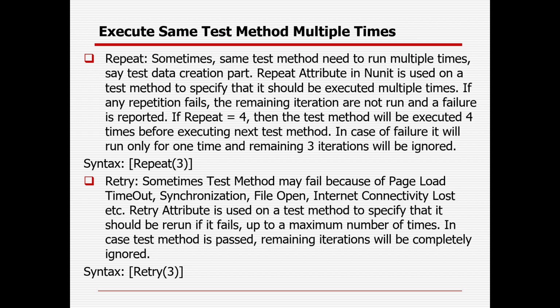The Repeat attribute in NUnit is used on a test method to specify that it should be executed multiple times. If any repetition fails, the remaining iterations are not run and a failure is reported. So if Repeat is 4, the test method will be executed 4 times before executing the next method. In case of failure, it will only run one time and the remaining 3 iterations will be ignored.